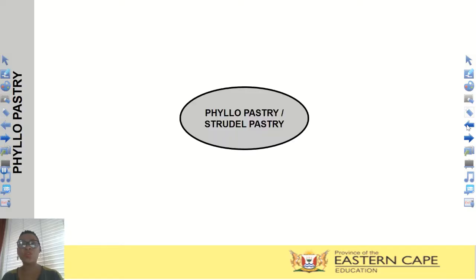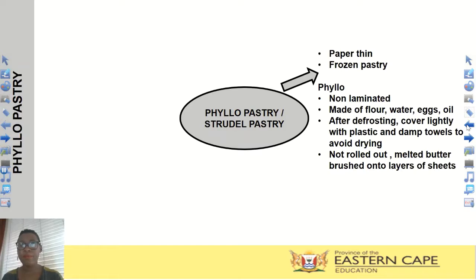Okay, let us look at our last type of pastry, which is our phyllo pastry. It is also sometimes called strudel pastry, and you can also have a puri pastry coming out of this category. Phyllo pastry is paper thin and it is sold frozen. It is non-laminated, so it does not have any layers, unlike your puff pastry. It is made out of flour, water, eggs, and oil.